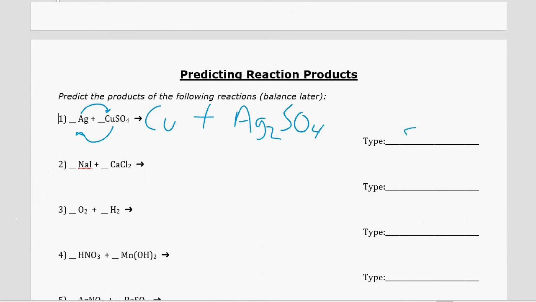And this is a single replacement reaction. And you can't make that prediction without knowing it's a single replacement reaction. You got to know that in order to make the prediction. So the type is kind of redundant. All right, so that's number one. You figure out that it's a single replacement, and you replace the things that it's singular on.